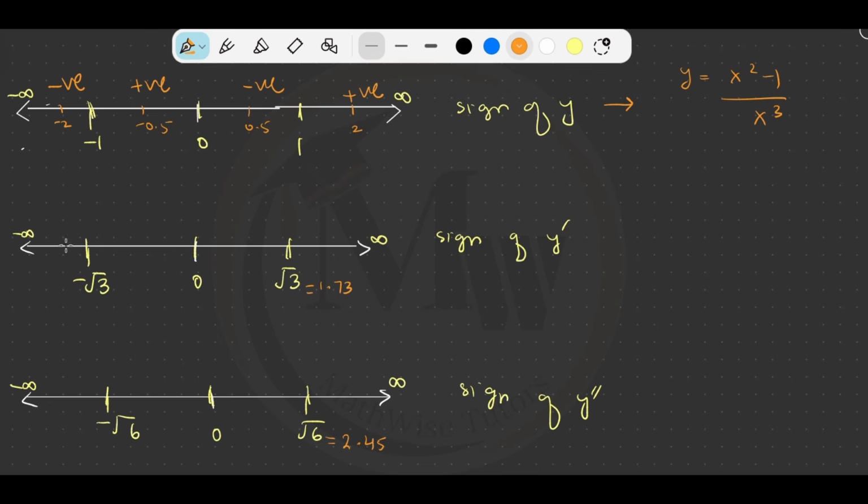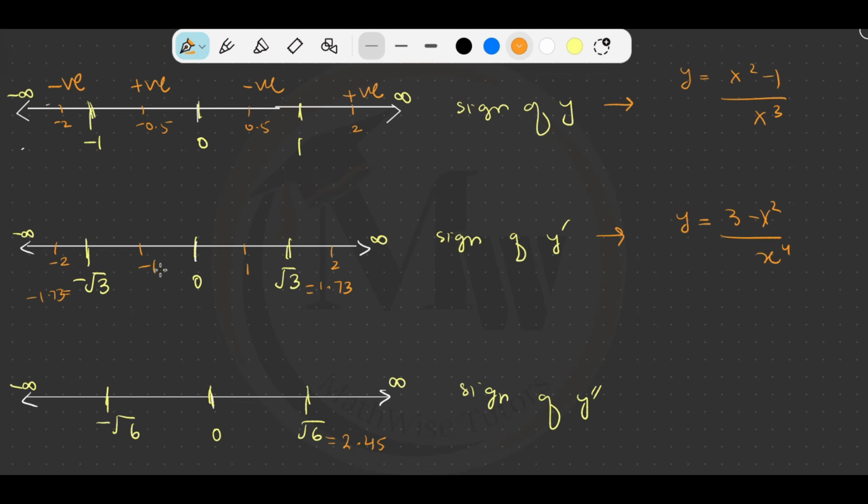Okay, now we need to check the sign of y dash. So y dash, we know, is 3 minus x square over x power 4. So plug into this function from each interval. Square root of 3 is approximately 1.73, so this would be negative 1.73. You can take any point which is less than this, so let's take minus 2, and between this and this it could be minus 1. You can take 1 from here and you can take 2 from here.